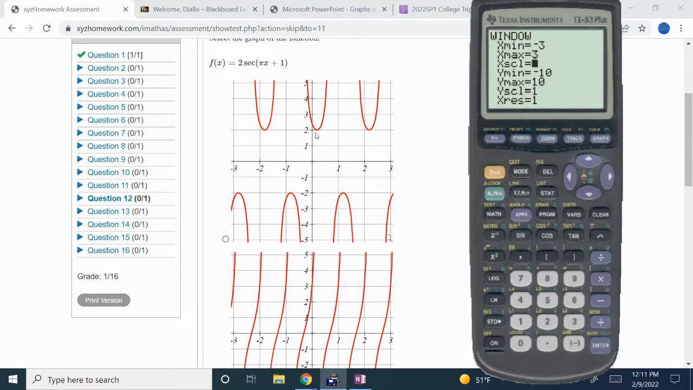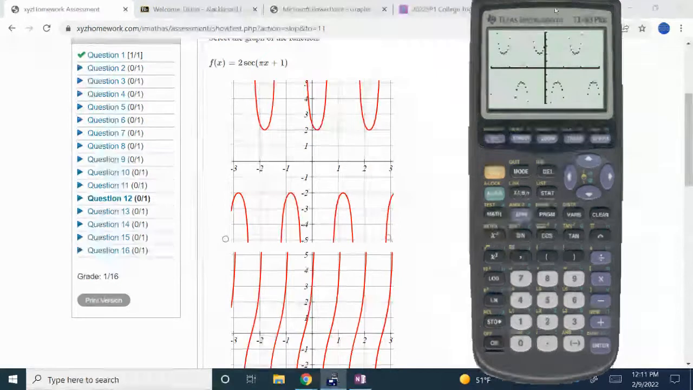And if we take a look at our y-axis, it runs from -5 to +5 in increments of 1. You always want to leave this x res, or x resolution, on 1. So now I'm going to hit graph, right? And we have our graph.